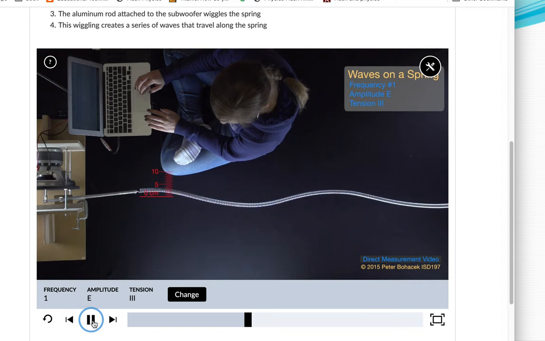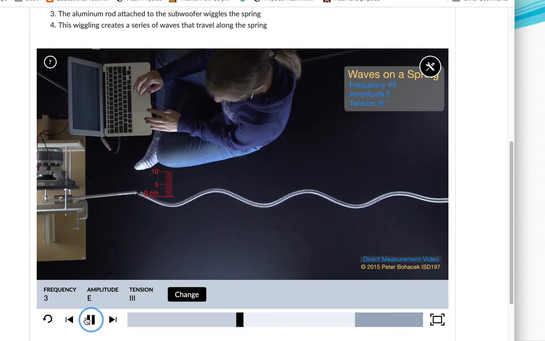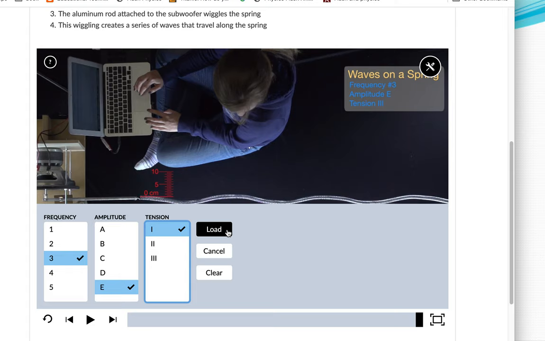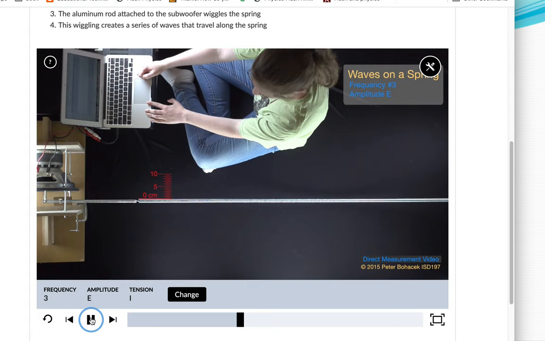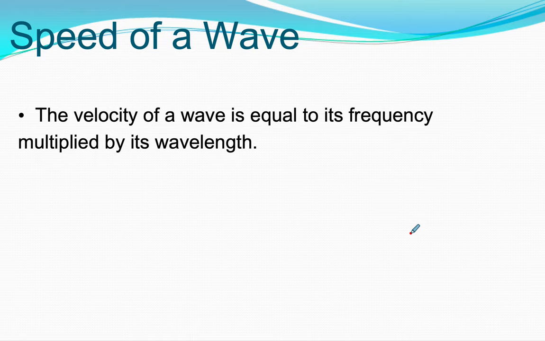Well, that's actually kind of deceptive. But the bigger the tension, the faster these waves move across. And the smaller the tension, the slower these waves move. So changing the frequency actually doesn't change the speed of the wave. Changing the amplitude doesn't change the speed of the wave, only changing the stretch in the slinky. So only the tension. And at least one person knew that because they messaged me.